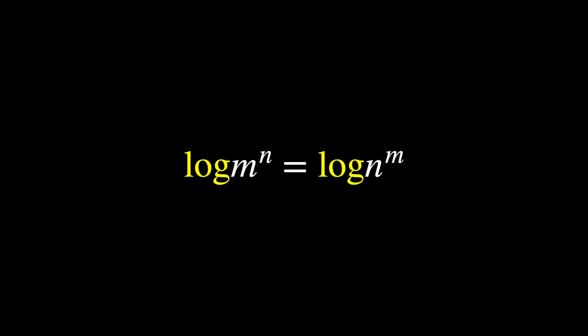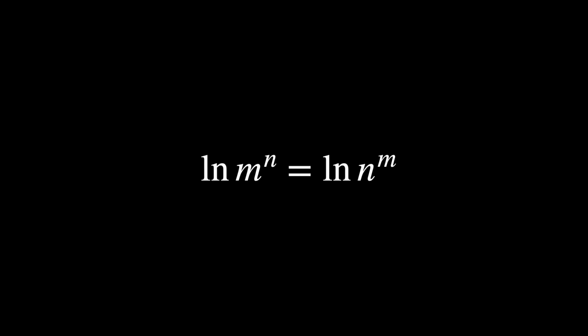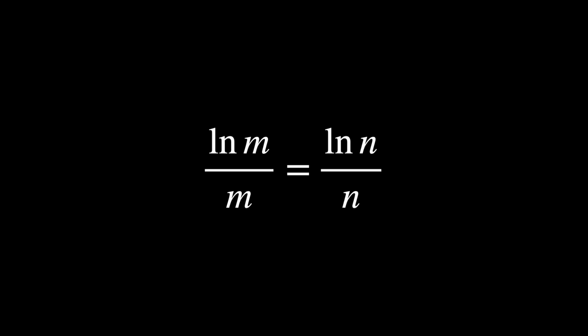In math, we tend to take the natural log, the log base e, and you know from your properties of logarithms that we can then bring down the exponents, so this becomes n log m equals m log n. And again, since m isn't 0 and n isn't 0, we can divide both sides by m times n, and so n log m equals m log n becomes log m over m equals log n over n.